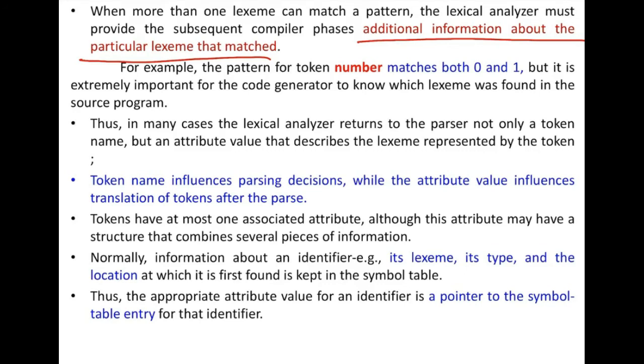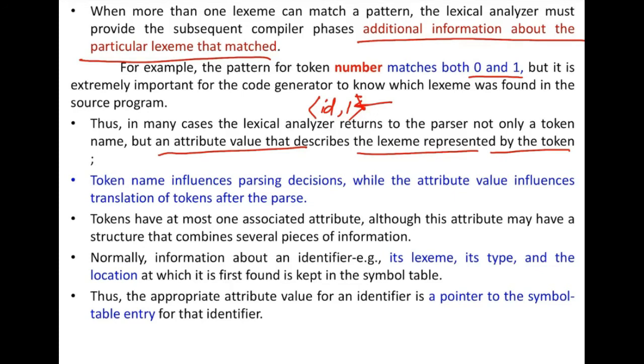For example, the pattern for token number matches both 0 and 1. But it is extremely important for the code generator to know which lexeme was found in the source program. Thus, in many cases, the lexical analyzer returns to the parser not only a token name but also an attribute value that describes the lexeme represented by the token. In the standard format, the lexical analyzer sends the ID index, like in the last class I showed you ID 1. So it sends the type, whether it is an identifier or not, and at which index it is in the symbol table. This is how this kind of confusion can be resolved.